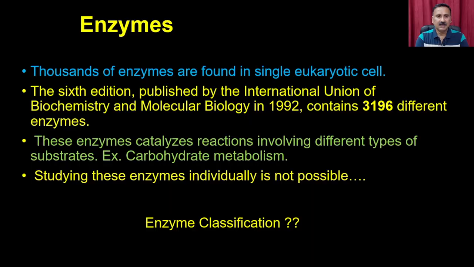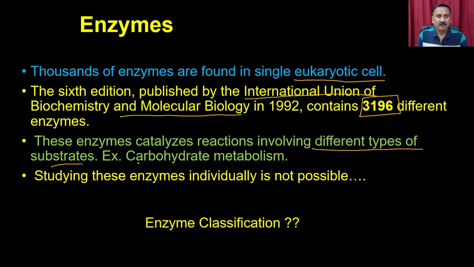We have thousands of enzymes found in a single cell, whether it is a eukaryotic cell or a prokaryotic cell. These enzymes are present in the cytosol and in the different organelles, and some of them are even part of the plasma membranes. As per the sixth edition published by the International Union of Biochemistry and Molecular Biology, there are 3,196 different enzymes, and I am sure by now the number could be even more. These enzymes catalyze reactions involving different types of substrates.